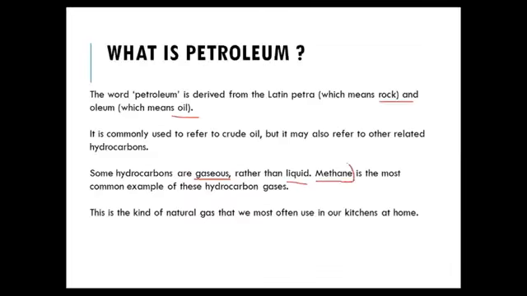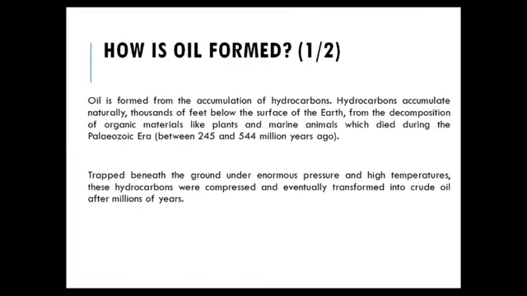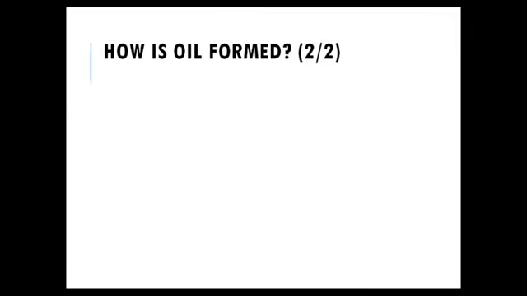Methane is the most common example of it. Okay. So as we have discussed, the hydrocarbons accumulate naturally 1,000 feet below the Earth's surface, from the decomposition of organic materials like plants and marine animals, which died during the Paleozoic era. These are trapped below the Earth's surface with enormous pressure and temperatures, and they were compressed and eventually transformed into crude oil over millions of years.